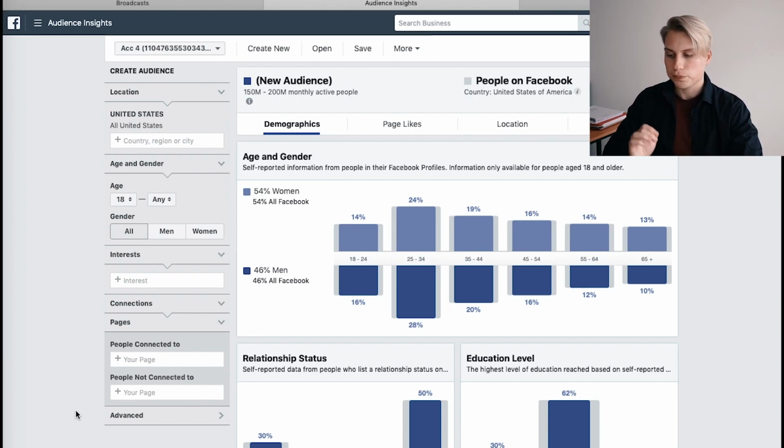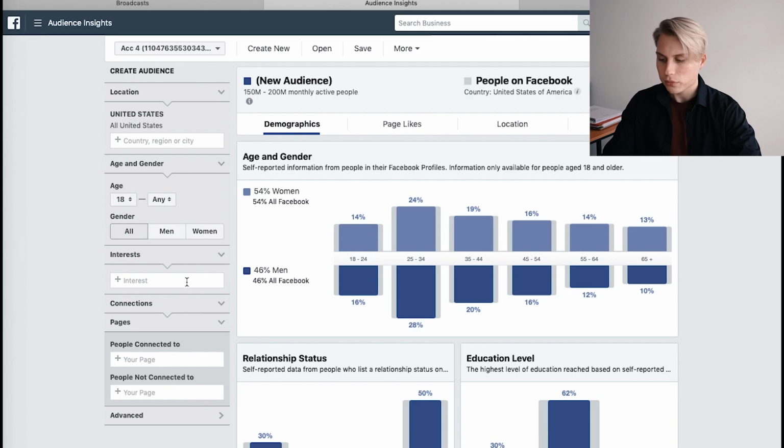Let's say you want to sell some form of women's leggings or anything like that. Just enter United States, you want to leave the age range pretty broad and the gender also very, very broad, because that's what we are trying to figure out. So you don't want to limit Facebook in any way.